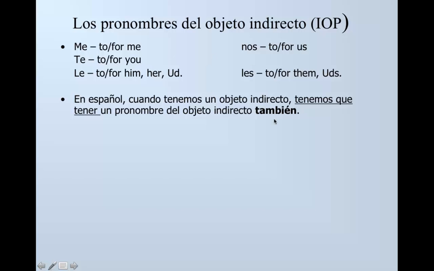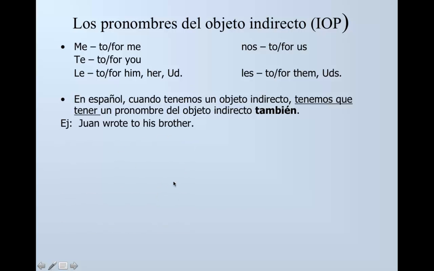So it's like the opposite of the direct object pronouns. With our direct object pronouns, we were replacing the direct object with the direct object pronoun. It's the opposite with indirect objects. We always have the indirect object pronoun. What is optional would be the actual noun. Let's look at some examples.